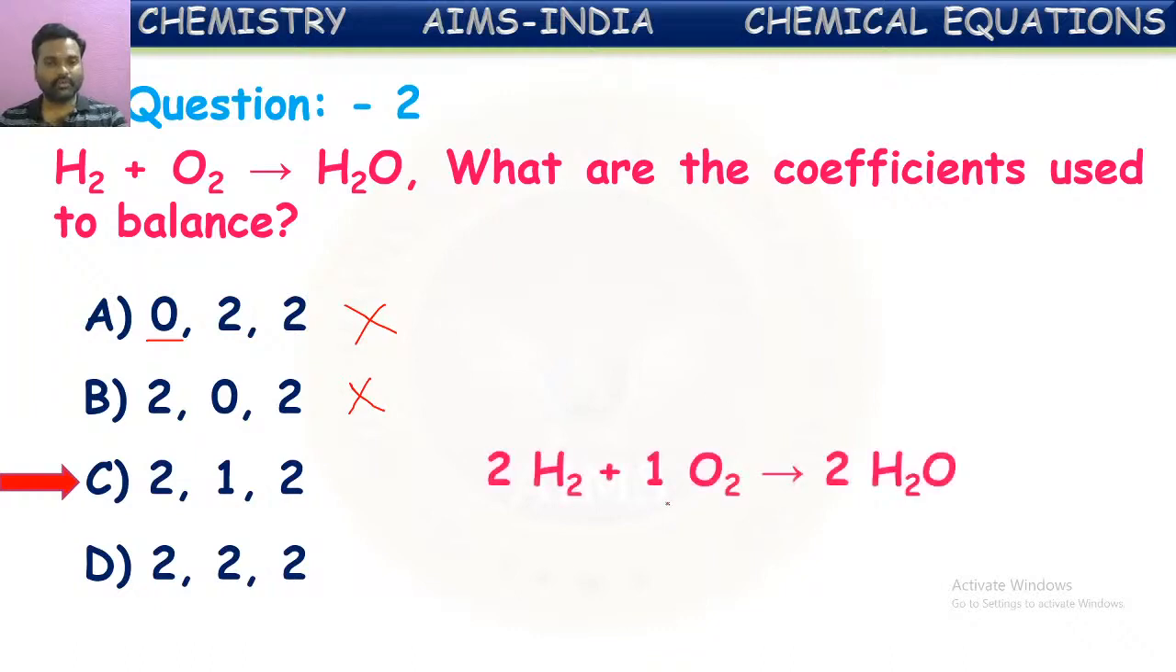Because if you try to balance the number of atoms on both the sides, you'll get numbers like this: 2, 1 and 2. If you check the number of atoms on both the sides now, hydrogen atoms are 4 on the left hand side. In a water molecule, there are 2 hydrogen atoms and the coefficient is 2. In total it becomes 4 hydrogen atoms. On the left hand side 4, on the right hand side also 4. So hydrogens are balanced. Now the number of oxygen atoms.